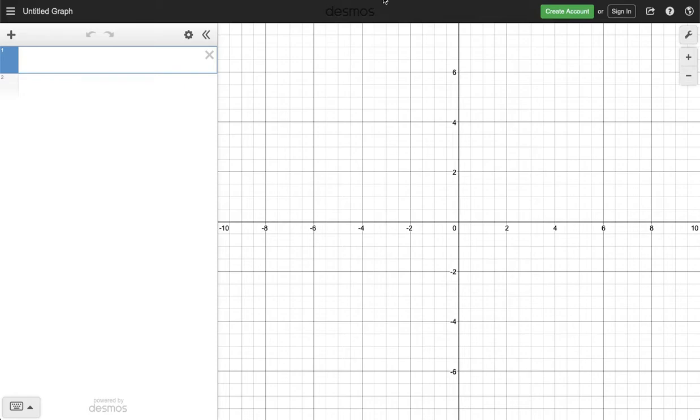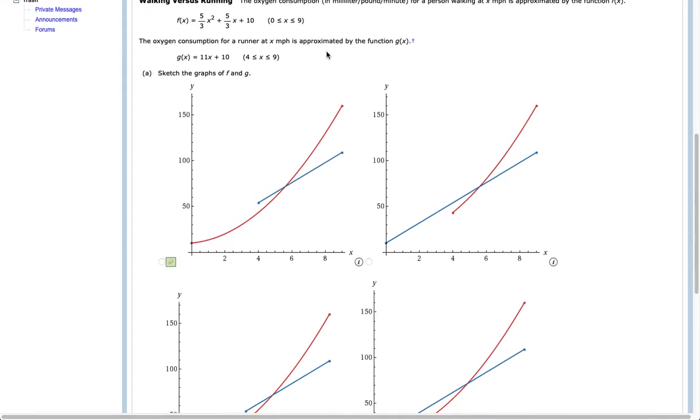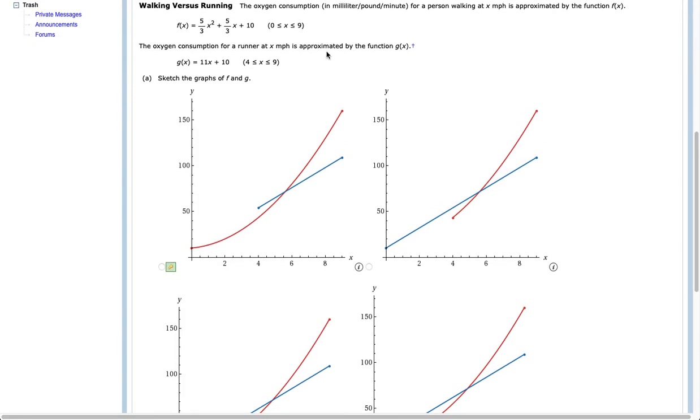In this video, I'll explain how we can use the Desmos graphing calculator to help with some of our assignments. There's a problem on this week's assignment where we have to pick out the correct graph when we're given two functions. And you'll notice that these functions have a limited domain.